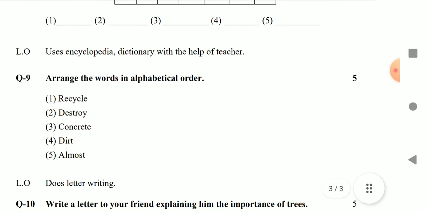Question 9. Arrange the words in alphabetical order. Alphabetical order, you have to arrange from ascending to descending. If the first letter is similar, you have to look at the second letter. So which should come first and which will come second. That way you will have to arrange these words.